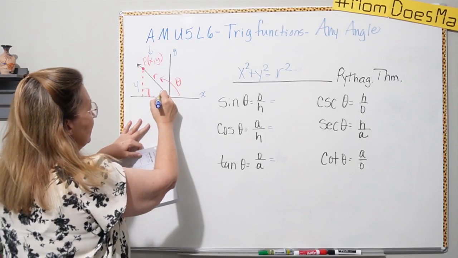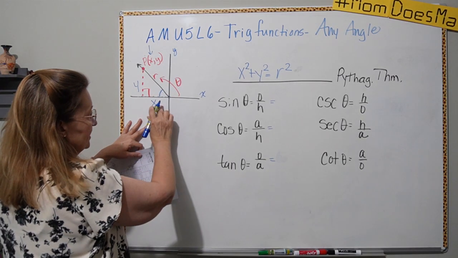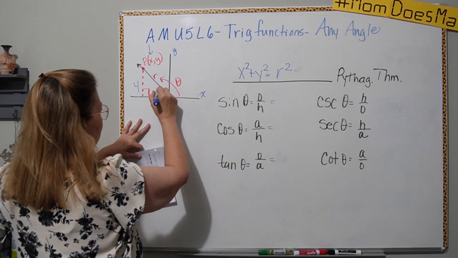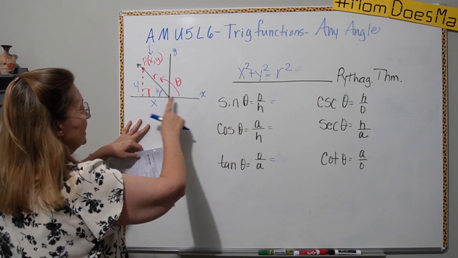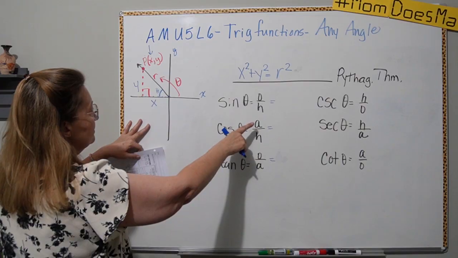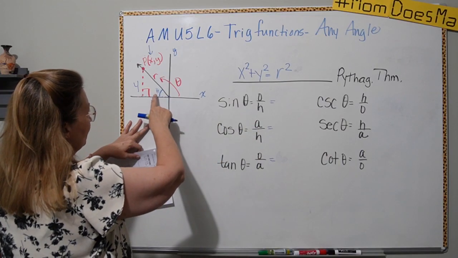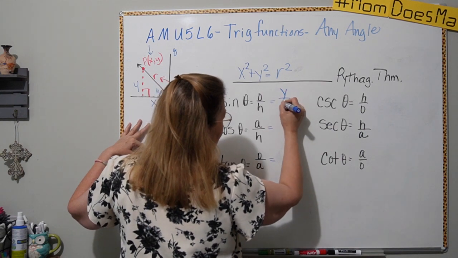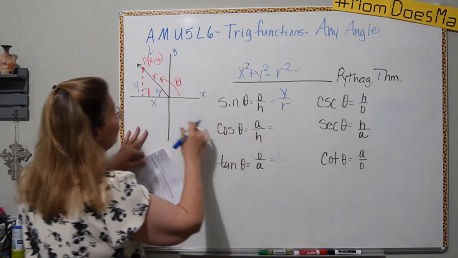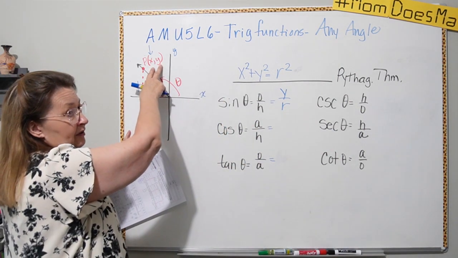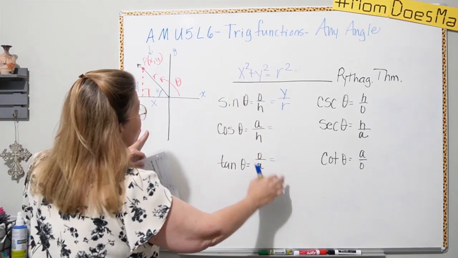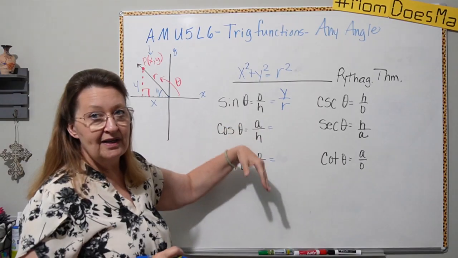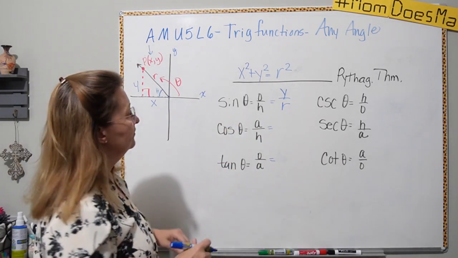Well, now I'm looking at it from the viewpoint of this angle. So my sine of theta, and this is going to be theta for my definitions, I want the side opposite over the hypotenuse. So what is that? Well, it's y over r. Now remember, y is in your ordered pair. So we're going to be able to fill these out with just an ordered pair and a radius in a minute. That's where we're headed with this.